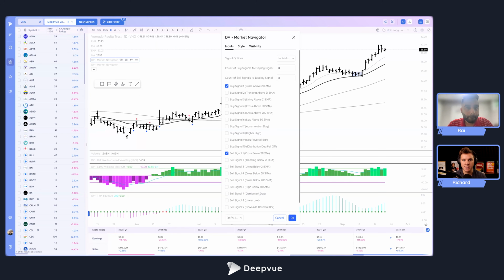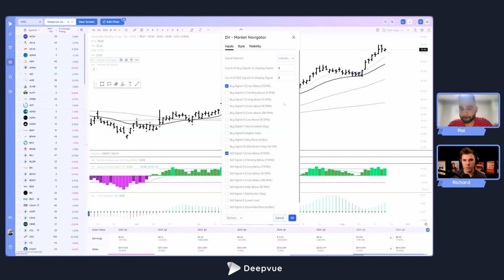This helps with buys. This helps with position management. It helps you collect evidence that a stock is under accumulation. So once you add this to your chart, you can choose the buy signals that show up. You can choose the sell signals that show up. You can see a list.